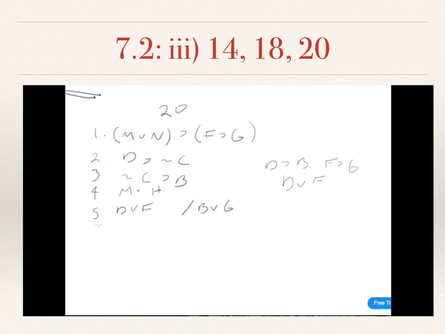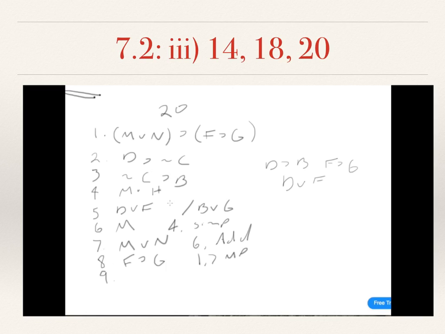So why don't we do this? Get M by 4 simplification. And then by simple addition, we can add N to M. And so that's 6 addition. And now we can use modus ponens to get F implies G by 1 and 7, modus ponens. And now we can add F implies G and D implies B together.